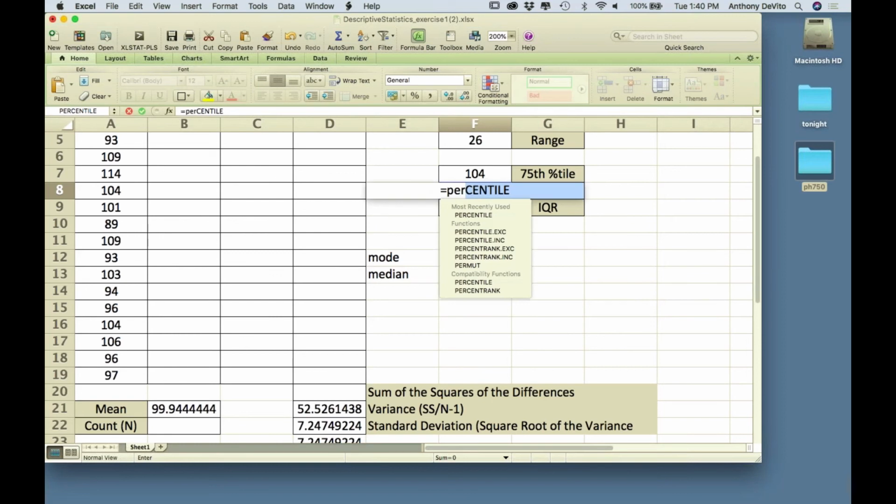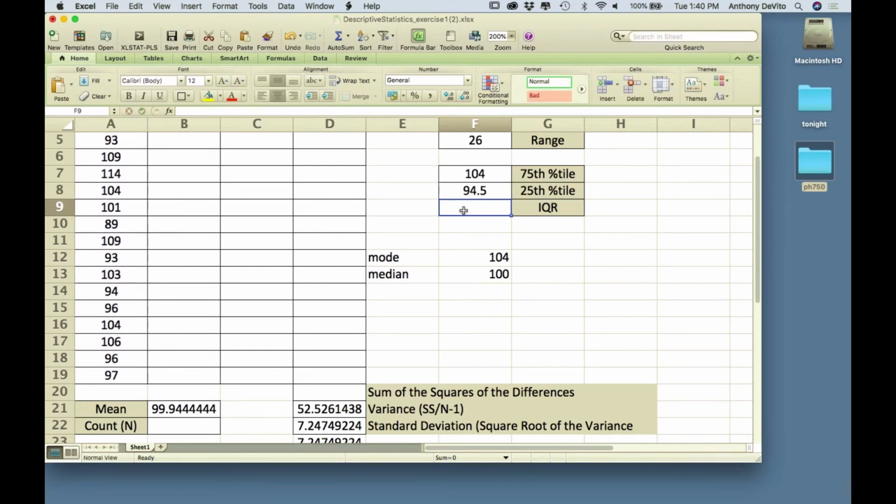What about the 25th percentile? Well, same thing, except that this time, we're going to use A2 through A19. I'm typing it in this time so you can see you can do that as well. And 0.25 for the 25th percentile. And the difference between the two is equal to the 75th percentile minus the 25th percentile. And that's 9.5. Look at the difference in the range and the difference in the interquartile range. Most of the people in this group are clustered around the middle, which is usually what you see in a normal distribution. More people around the middle, fewer and fewer people spread out far and wide.